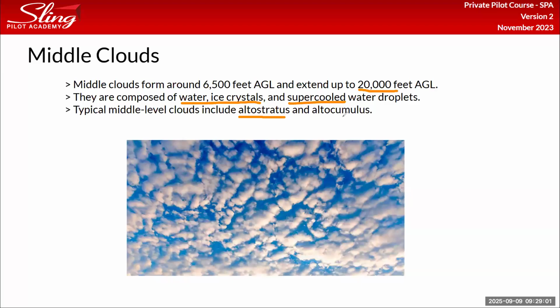Okay, altostratus and altocumulus. Alto is telling us middle. This is just the, what do they call it when they put something on the front of a word? The prefix, there we go. Thank you. The prefix to a stratus or a cumulus cloud. So these are just other types of stratus and cumulus, further defined as middle clouds. So these are middle level stratus and middle level cumulus clouds.